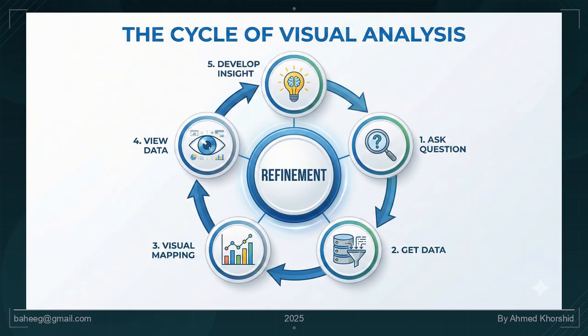Figure, a circular flowchart diagram labeled the cycle of visual analysis. Steps include 1. Ask question, magnifying glass icon. 2. Get data, database icon. 3. Visual mapping, chart icon. 4. View data, eye icon. 5. Develop insight, light bulb icon. Arrows loop back from insight to ask question, indicating an iterative process. Center of the circle says refinement. Style, clean, modern, business casual infographic.